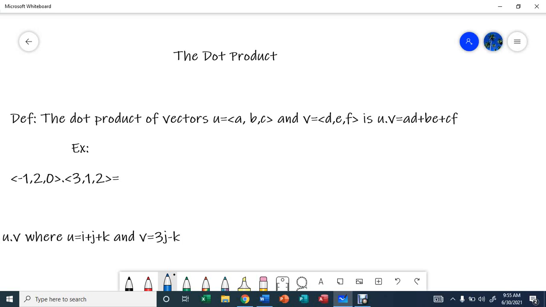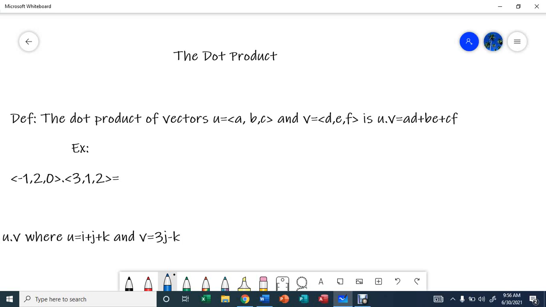Today I'm going to show you how to do the dot product of vectors. Then I will explain how to use this expression to find the angle between two vectors. So let's start. First, the definition of dot product.